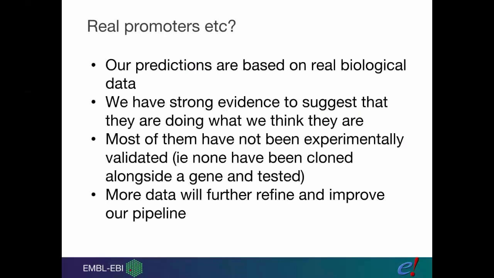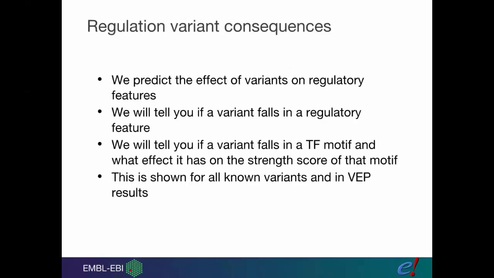We have done analyses on this, things like the blind segmentation analysis. But most of them have not been experimentally validated. They haven't been cloned alongside a gene and tested. So more data will refine and improve the pipeline. Another thing we'll do is we will predict the effects of variants on regulatory features. So the VEP that you saw in the last webinar, one of the things you can get out is regulatory features and also transcription factor binding motifs.